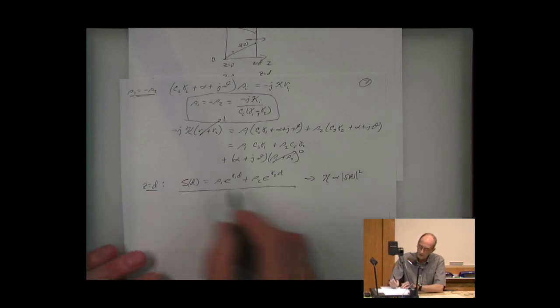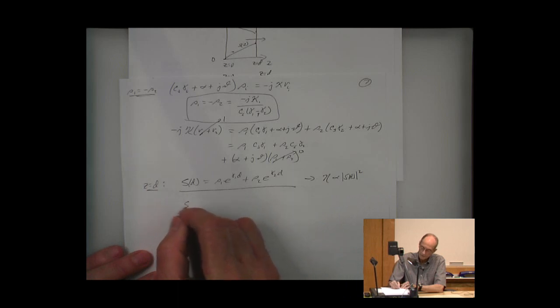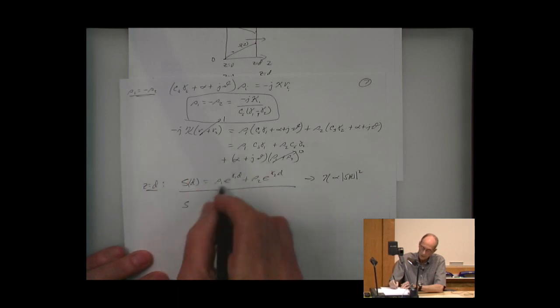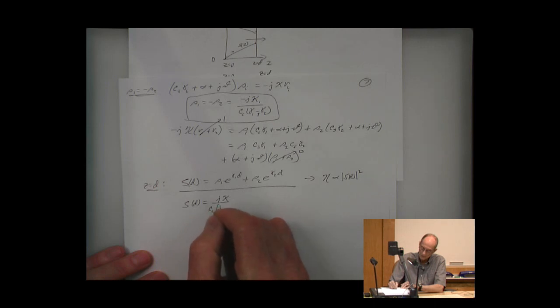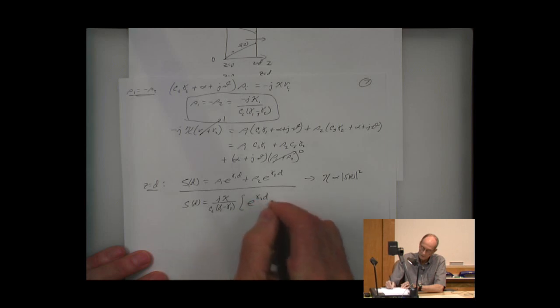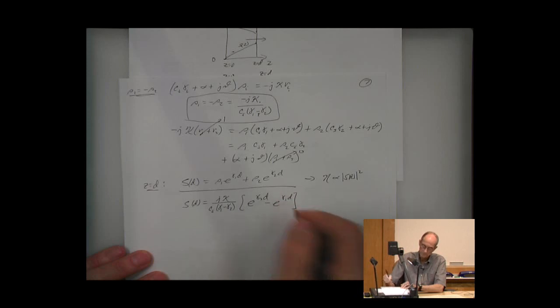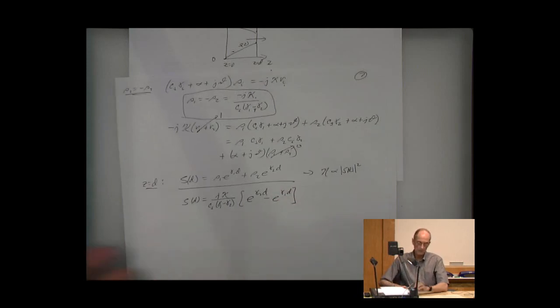And so when we substitute in for our S1 and S2, we have that S of D is equal to J times kappa over C sub s, gamma 1 minus gamma 2, times e to the gamma 2d minus e to the gamma 1d. Okay, so that's what we were after, all right?